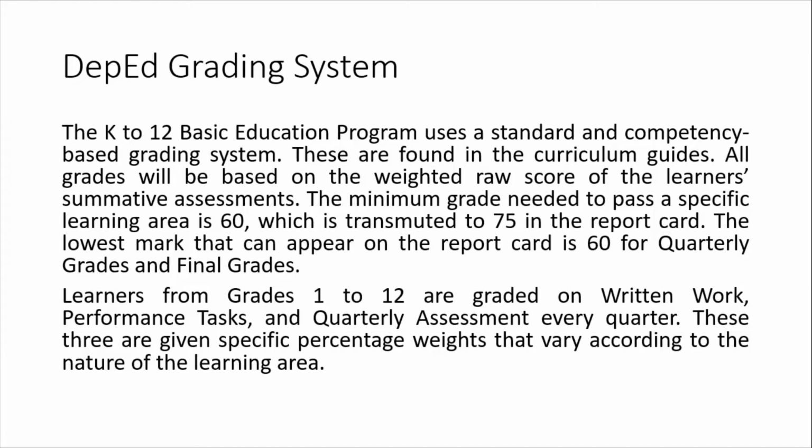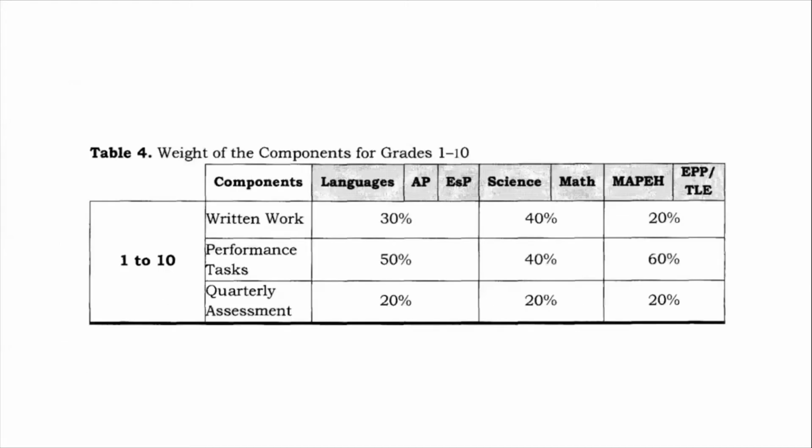By the way, this also uses the average grading system. Learners from grades 1 to 12 are graded on written work, performance tasks, and quarterly assessments every quarter. These three are given specific percentage weights that vary according to the nature of the learning area. So we have here the weight components for grades 1 to 10.